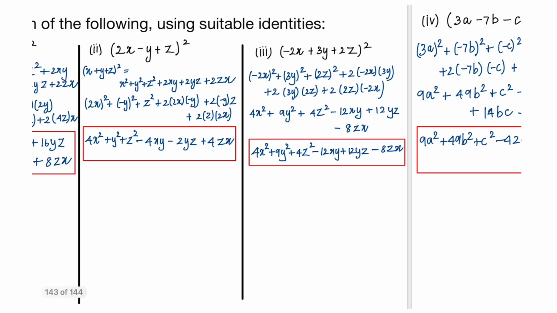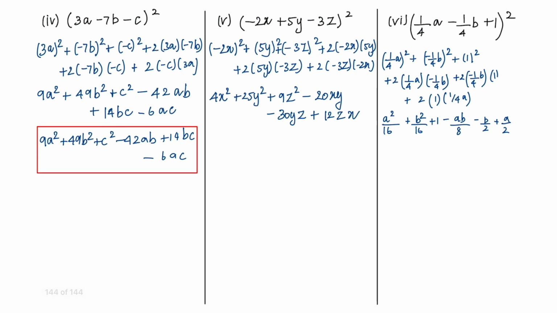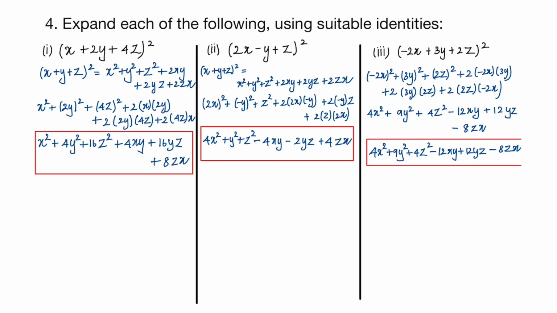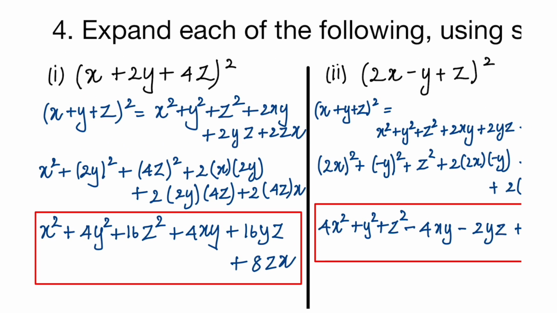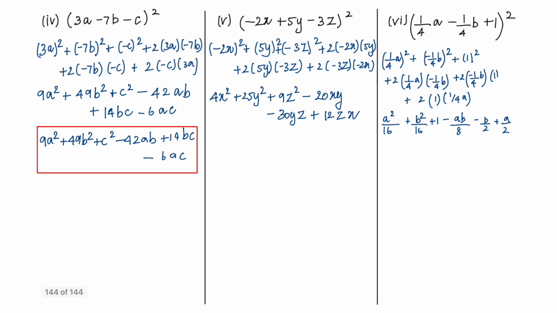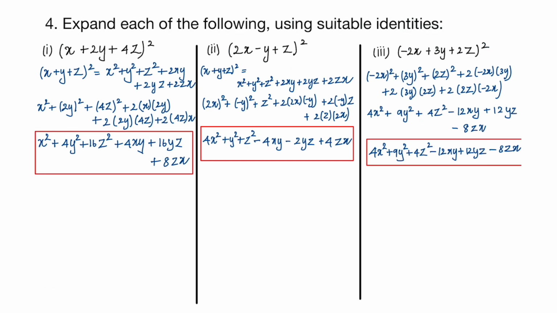Again, in all these 6 subdivisions we have used the same formula, x plus y plus z the whole square equal to x squared plus y squared plus z squared plus 2xy plus 2yz plus 2zx. Okay, this formula right here, this is what we have used for the entire question. Again and again we have applied the same formula. It's just a practice for you to apply this, so it's easier for you to remember the next time.